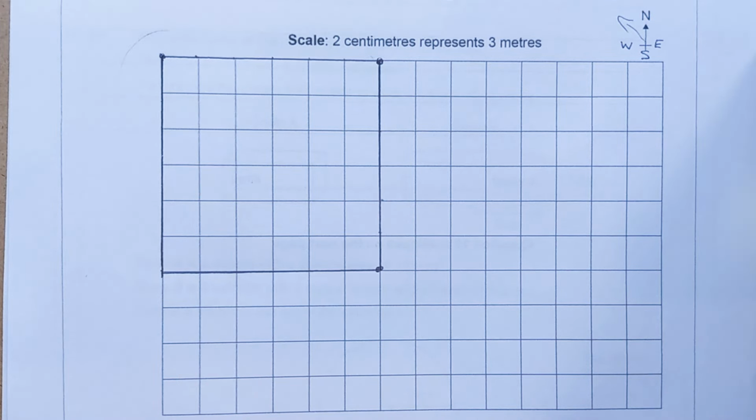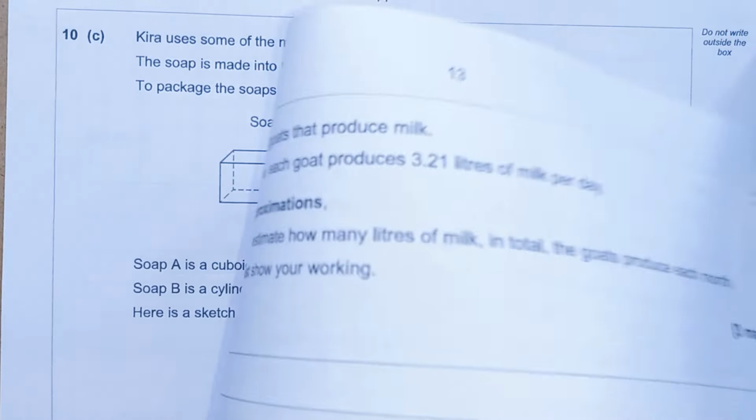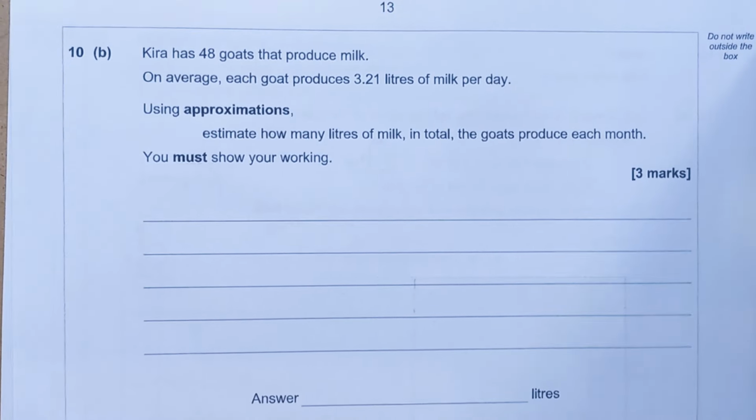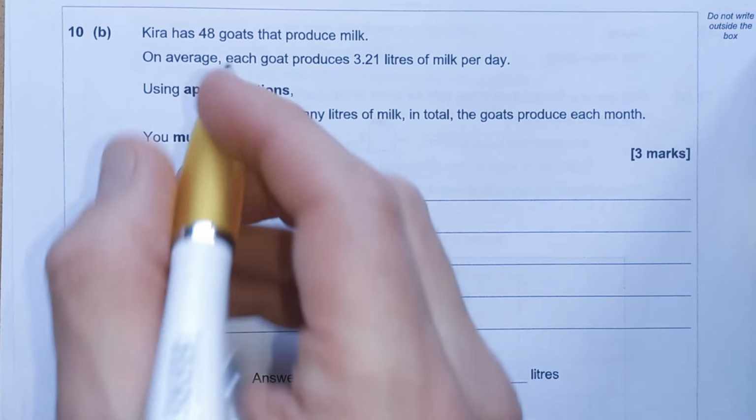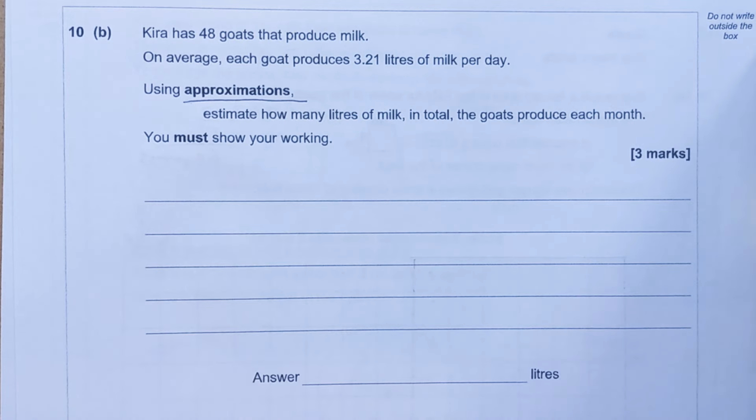And that's enough. We've done our picture. (10b). Kira has 48 goats that produce milk. On average, each goat produces 3.21 litres of milk per day. Using approximations, so we don't want to use exact numbers, estimate how many litres of milk in total the goats produce each month. You must show your working.